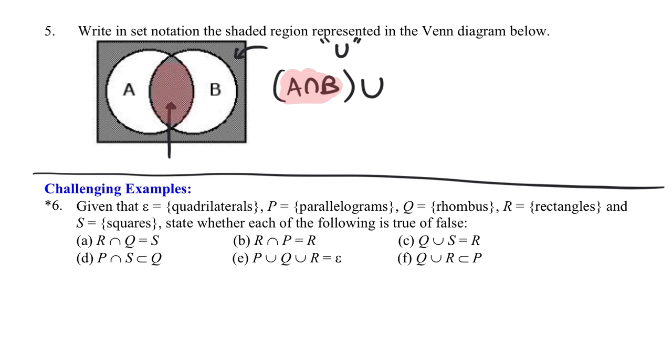And I'm going to add, because of union, the outside region. So how do I write the outside region in set language? It's actually (A union B) complement. You've seen this a few times in the previous example. And we're done.